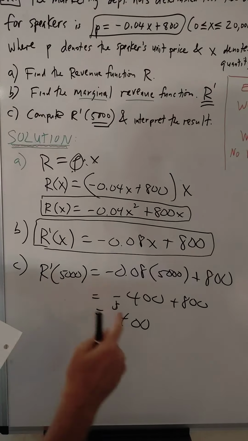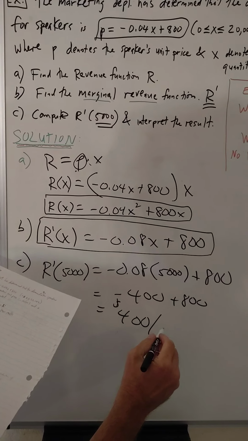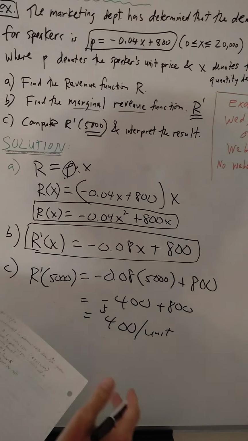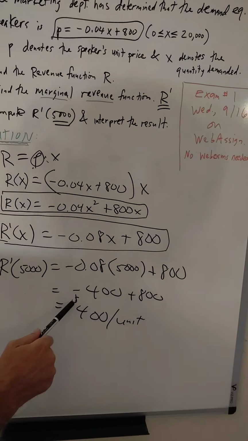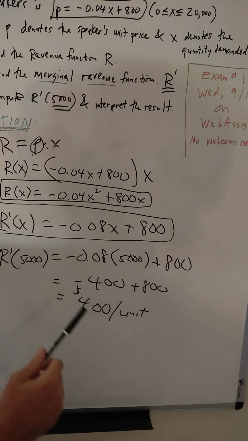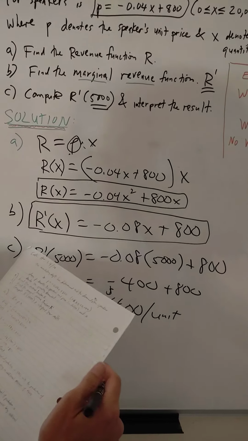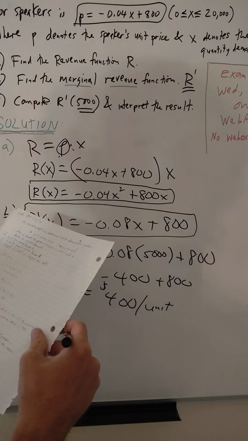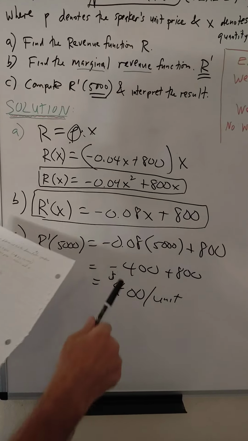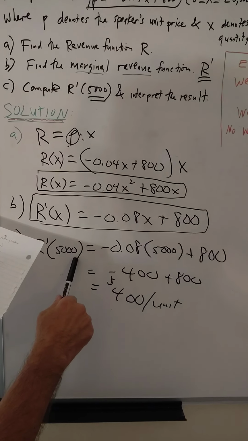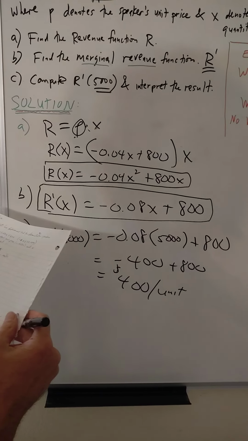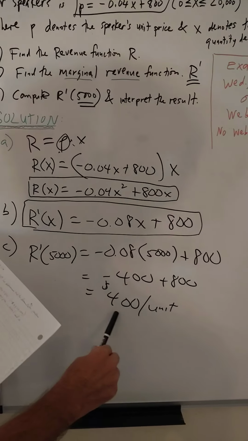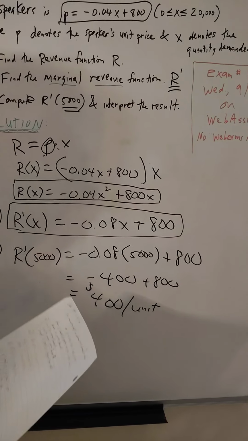Remember, derivatives are rates, so it's dollars per unit. That's the rate, because derivatives are slopes. Think of slope as y over x, where x is the units and y is the price. So dollars per unit. That's our answer for part C. And then finally, we want to interpret the result. This says that when the level of production is 5,000 units, the production of the next speaker will bring an additional revenue of $400. That's what that means.